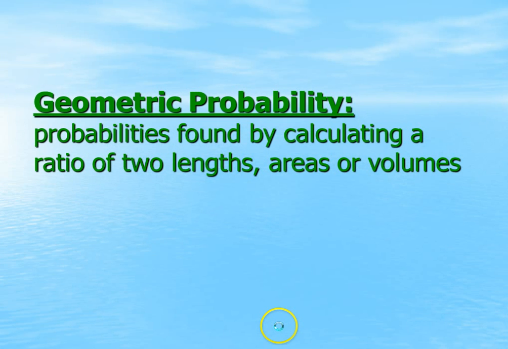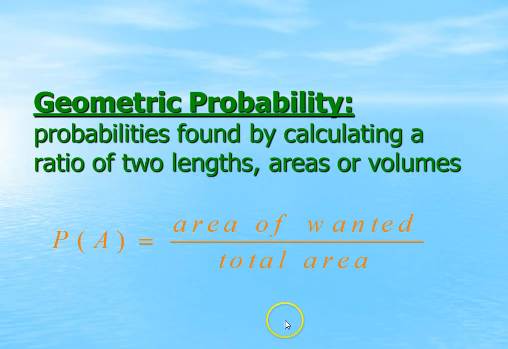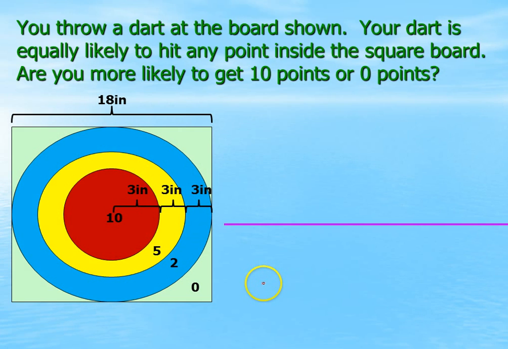Now, the last one, geometric probability. We got to go backwards to geometry and remember our formulas, but geometric probability is very similar to theoretical. You're going to do the area of what you want over the total. So very similar, except we have to go backwards to remember our formulas. So we have a dartboard, and it says you throw a dart at the board shown. Your dart is equally likely to hit any point inside of that square board. So keyword, square board.